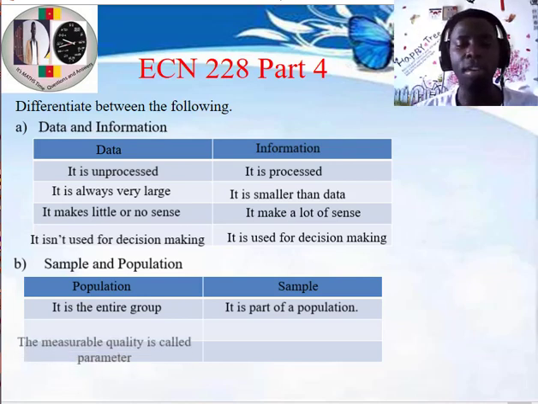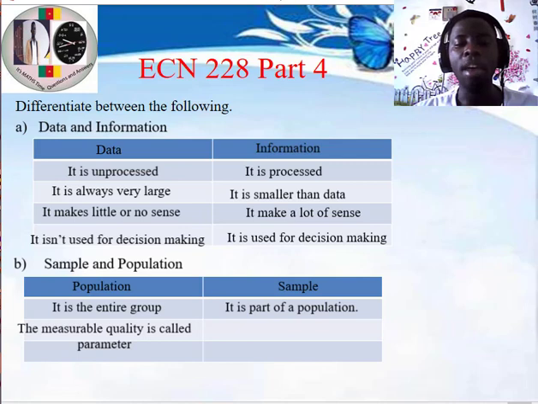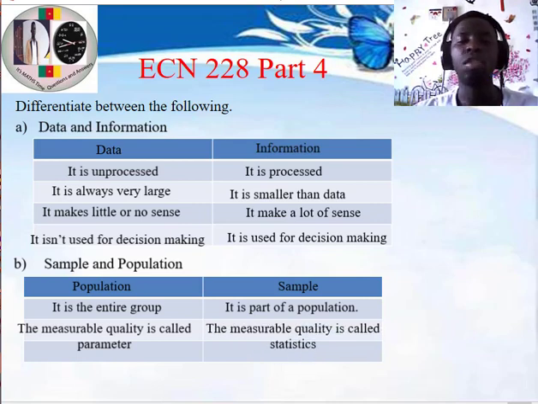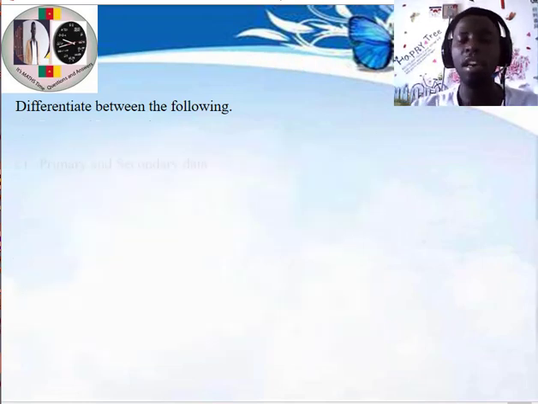The next difference is that the measurable quality is called a parameter. What we actually measure in a population, we call the parameters of that population. And when we are talking about a sample, the measurable quality is what we call statistics. So those are the differences between population and sample. Let's go to the next part.